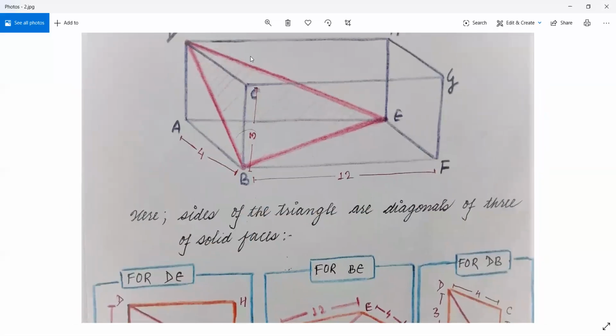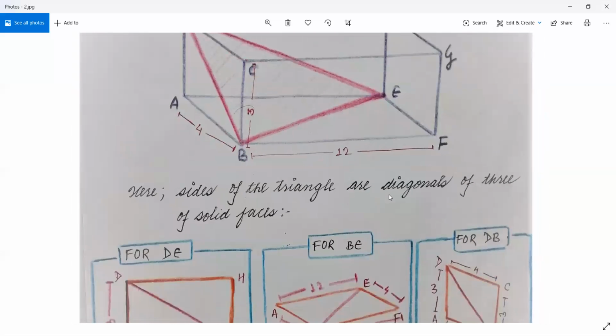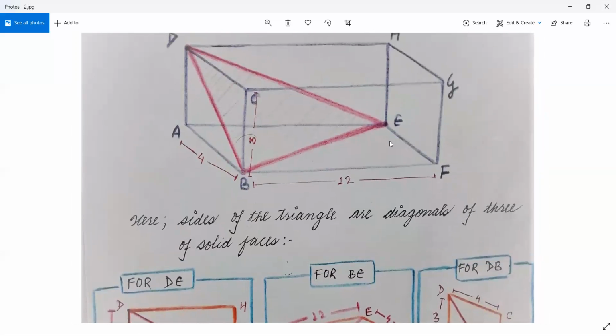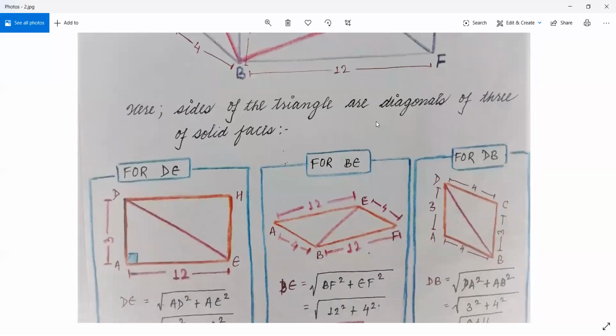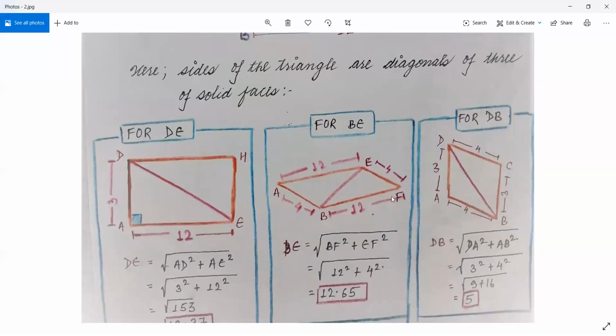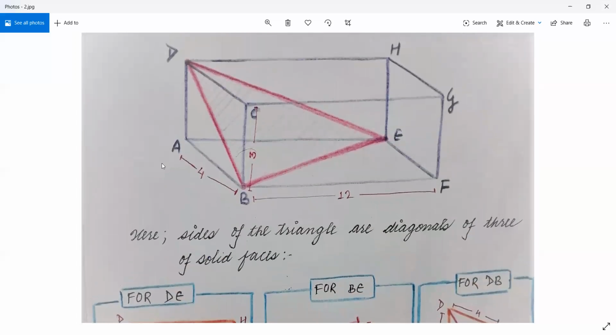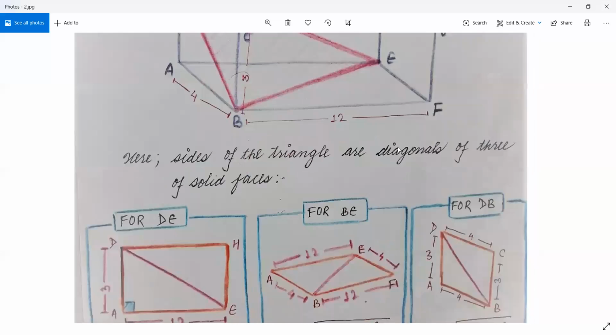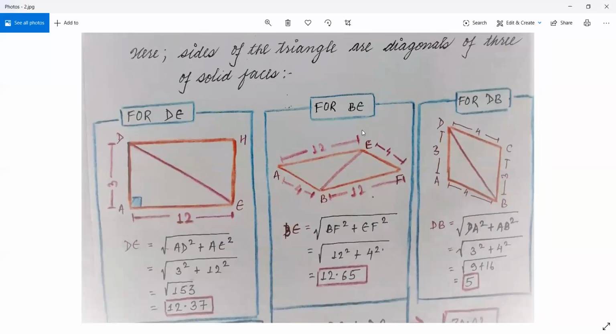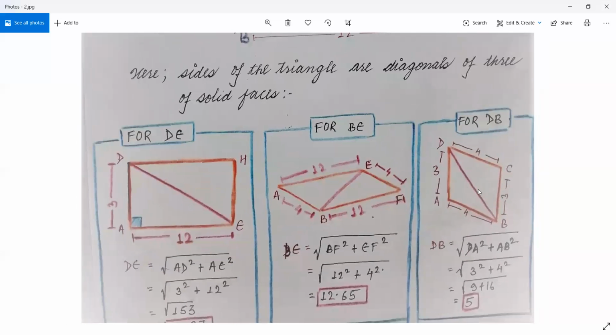So when you are done with the face DAEH, it's the turn for BE, right? This BE is on the base of the cuboid. It's the rectangular base of the cuboid, and its diagonal can be found by the same process if you only take this surface of the cuboid, that is A, B, F, and E. So when you break this figure into three individual parts, three individual faces are dealt with individually.